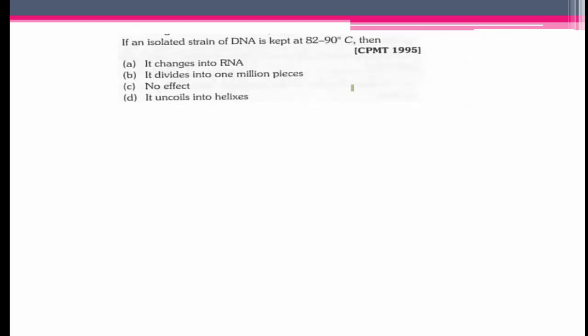If an isolated strand of DNA is kept at 82 to 90 degree Celsius, then you can easily answer this, because it uncoils the helix. In PCR, the double-stranded DNA, to break the hydrogen bonds during the denaturation process, what is carried out? Temperature is increased up to 95 degrees. That means hydrogen bonds can be broken with high temperature, and it results in uncoiling of the double helix. The next question.